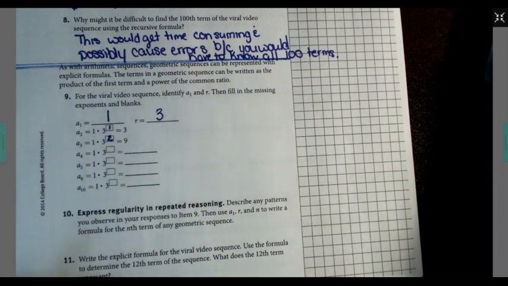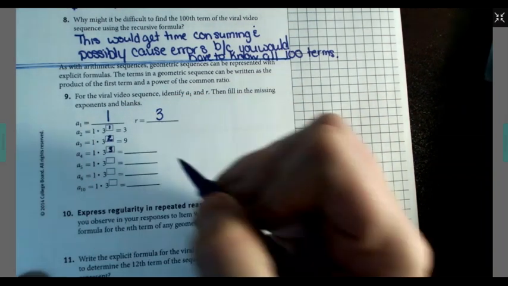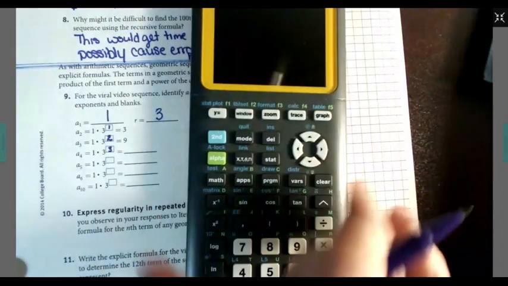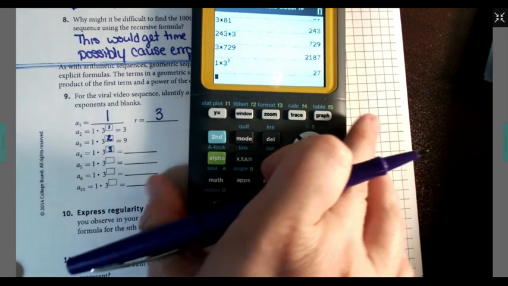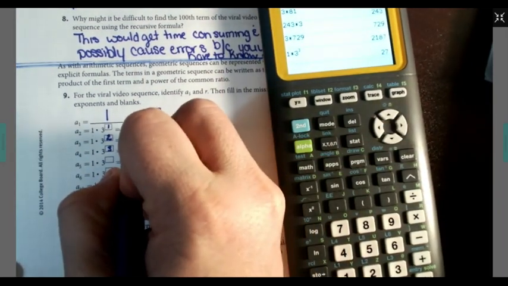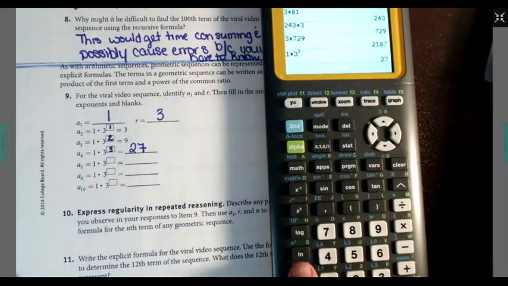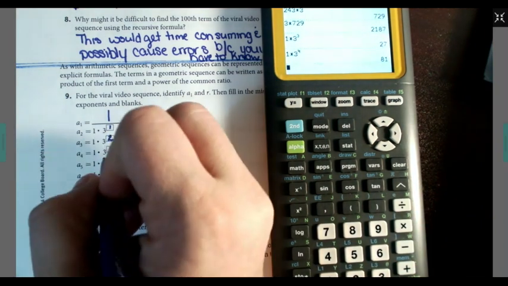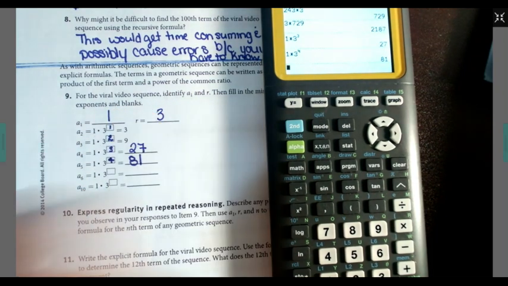What do you think the next exponent will be? I think you might be right, 3. And 3 to the third power, let's just double check. 1 times 3 to the third power, 27. Okay. We're going to do 1 times 3 to the fourth power is the one I think is next. And that's 81. That's good because that's what we wrote earlier.